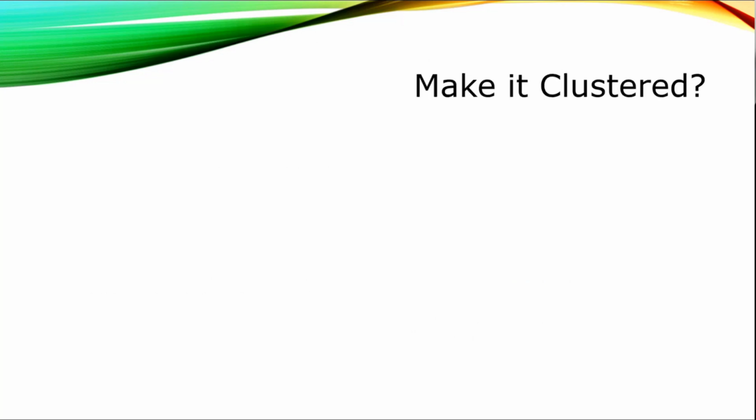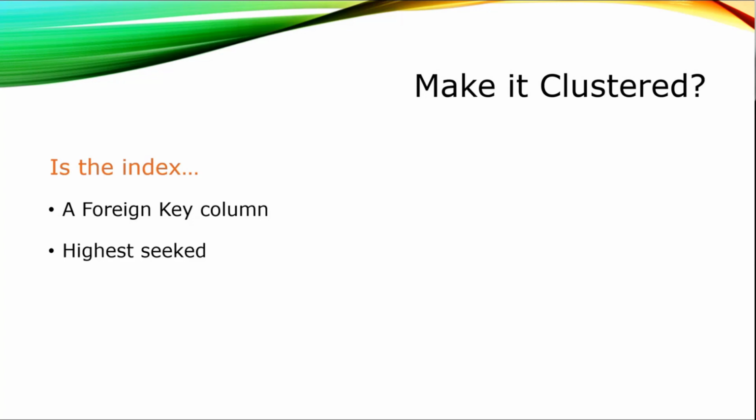So how do we make that decision? Okay, we saw the high lookups, we saw the high seeks, but we need to make sure that we're factoring in all the pieces. So let's start by asking ourselves, is this index I'm looking at part of a foreign key relationship? Is it something that very blatantly is going to be a connection point between A and B? Is it the highest seeked index, right?